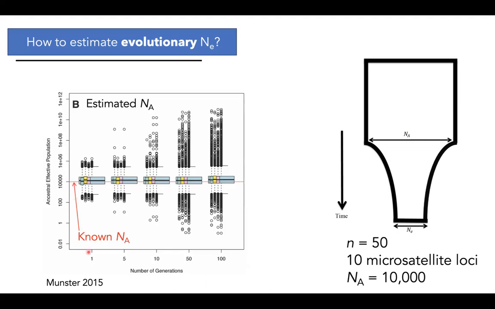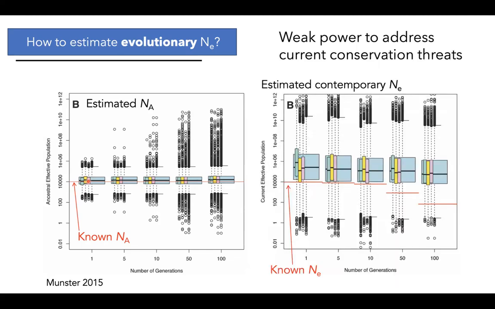And we are estimating that NA at different time points in the process of population decline: 1 generation into decline, 5 generations, 10, 50, 100 generations. And in all cases, no matter how far into that population decline process we are, we are able to estimate NA really well. You can see that these box and whisker plots, which show the results of the data analysis, are really tight. They're right on target where they should be. That's great, right? What about contemporary effective size?